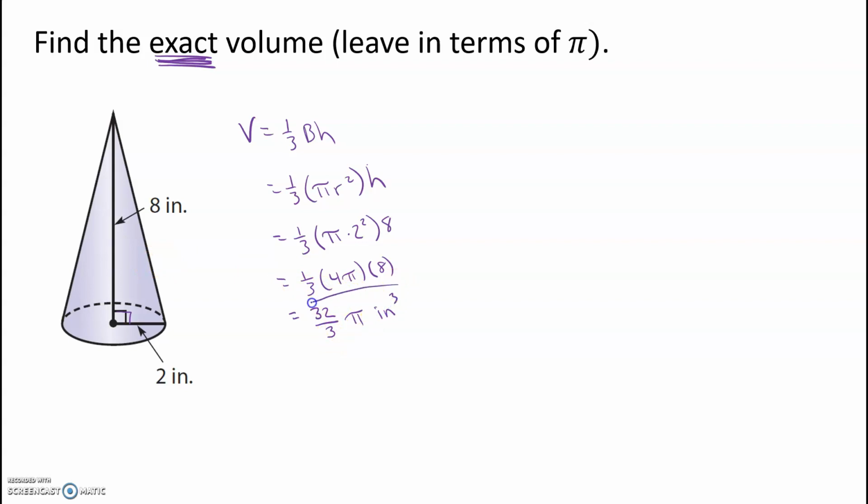Inches cubed. As ugly as that looks, now they might put the pi up top. So they could either put it off to the side or they could put 32 pi over 3. It's the same answer. Okay. It is not the same in the denominator. So either next to it or up top.